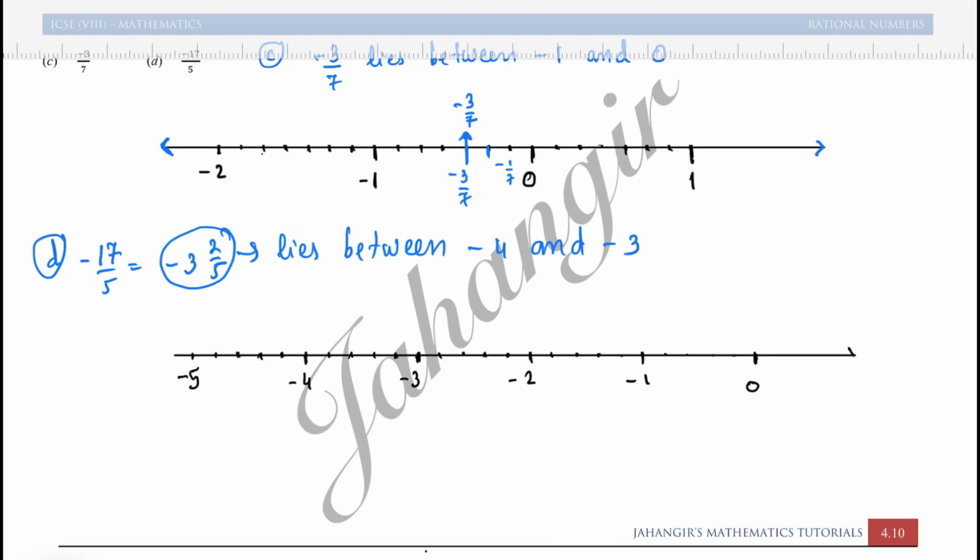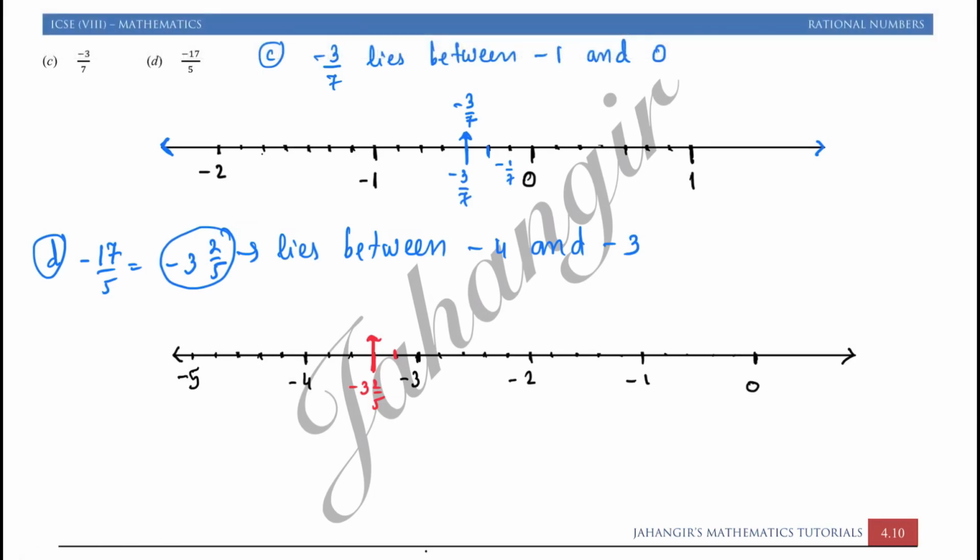So mark it with arrows on both sides. We want minus 3 2 by 5. So minus 3 2 by 5 is this. See, minus 3, 1 by 5 and 2 by 5. This is the one which is minus 3 2 by 5. This is the proper marking. Okay. Next question.